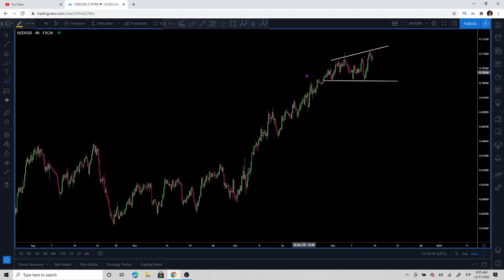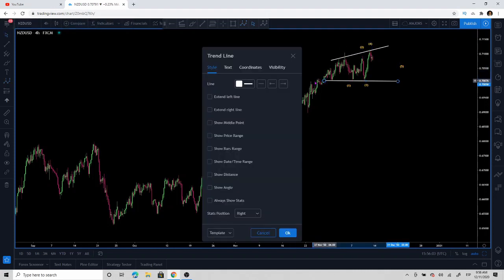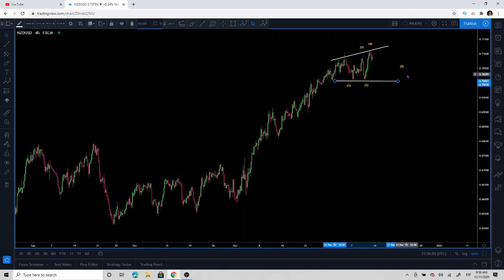No, this is not it. Actually, it should be the 1st, the 2nd, the 3rd, the 4th, the 5th. The first is at the top. If this is in fact a megaphone pattern, it should be complete at the bottom of it, right here. So the 5th wave should be this one.